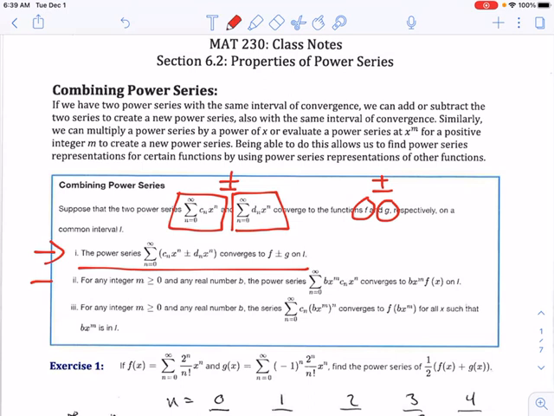Likewise, part 2 here talks about multiplying power series. So multiplying two power series is a matter of multiplying f of x and g of x, and raising to a power. So we're going to go through and do an example of each of these.